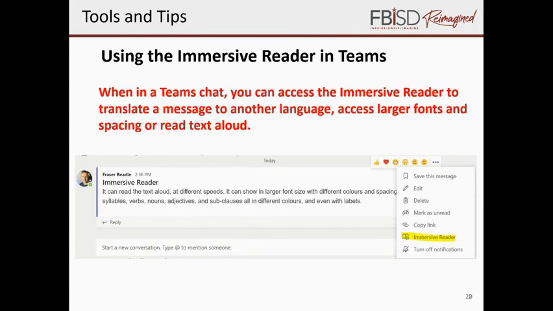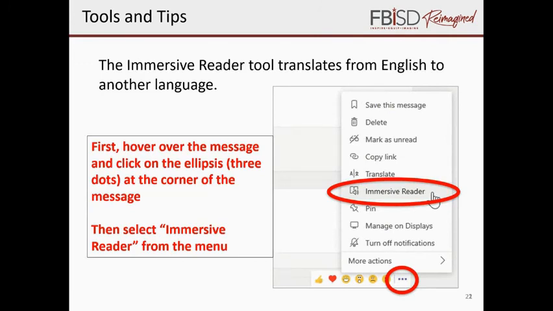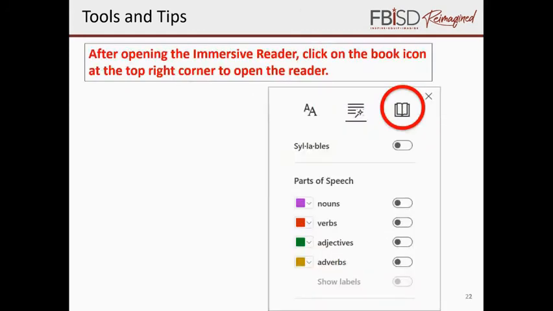This screen will contain the text the user would like to have read or translated. When in a Teams chat, you can access the Immersive Reader to translate a message to another language, access larger fonts and spacing, or read text aloud. When in a Teams chat, hover over the message you wish to translate and select the three dots, ellipses, at the corner of the message you wish to translate. A menu will appear. Then click on Immersive Reader in the menu.